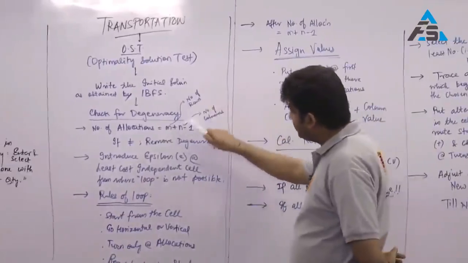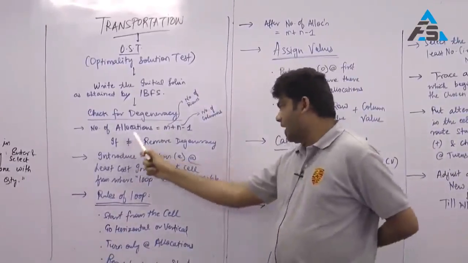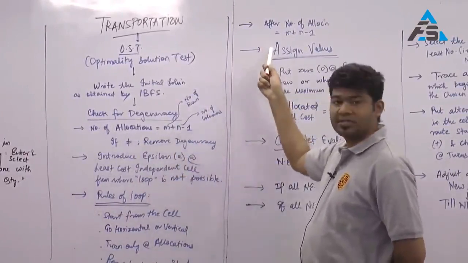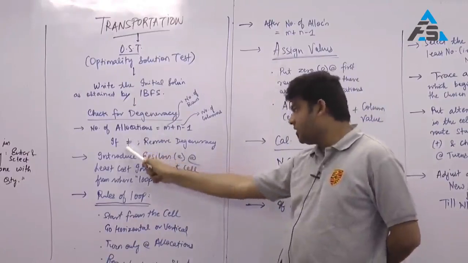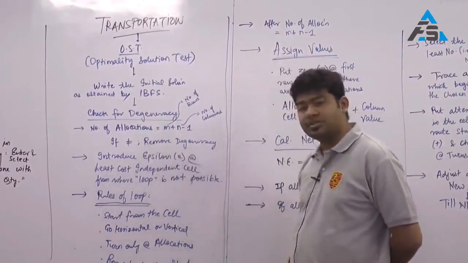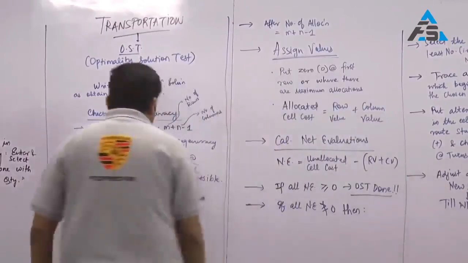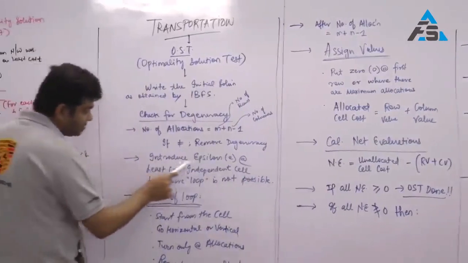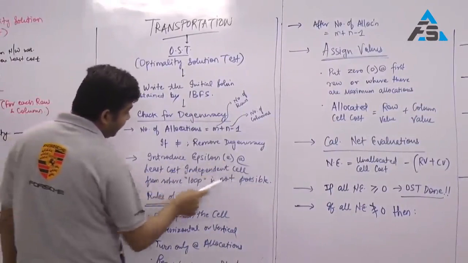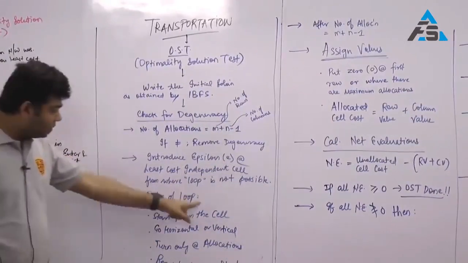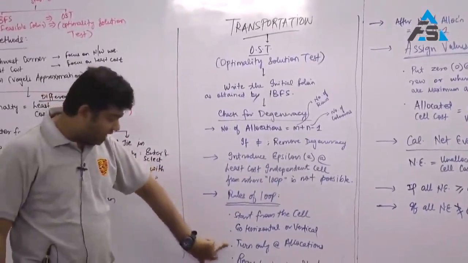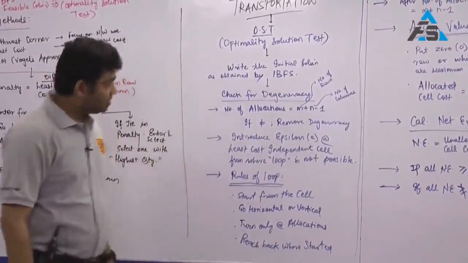What is m? Number of rows. What is n? Number of columns. So number of allocations should be equal to m plus n minus 1 in order that we can move on to assigning of values. But if it is not equal, then we say that the problem is degenerate and we will have to remove degeneracy. How do you remove degeneracy? We remove degeneracy by introducing epsilon E at least cost independent cell from where loop is not possible. What is the loop? Rules of loop. Start from the cell, go horizontal or vertical, turn only at allocations, reach back where you started.